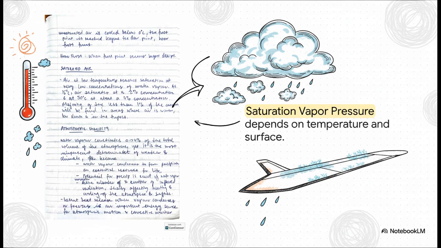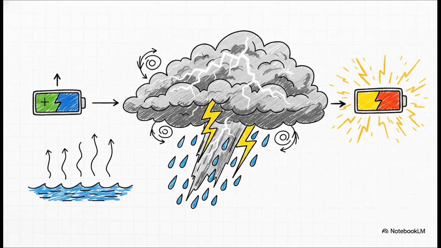Once it's fully saturated, it has to spit that moisture back out, which we see as thick clouds, dense fog, dew, or even dangerous frost on a wing. And that brings us to something that frankly blows my mind. Water vapor makes up a tiny, almost microscopic fraction of the atmosphere. We are talking just 0 to 4% of its total volume. Yet it is literally the single most important determinant of weather and climate.